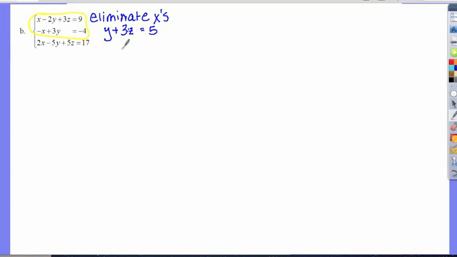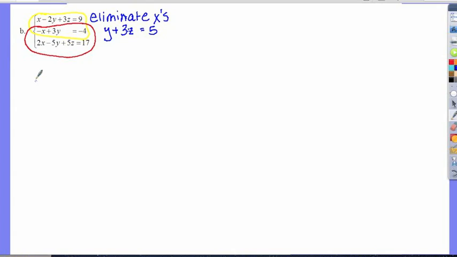So now I need to work with another set of equations. I can either put the first one and the last one together, or the second one and the last one together, and try to get rid of the x's. So I'm going to come down here and work on the second one and the third one. It doesn't matter which ones I group together, I just need to pair up another set of equations, not the first two that I grouped together. And I need to get rid of the x's also so I can have only y's and z's to work with.